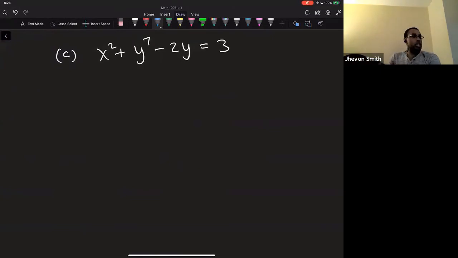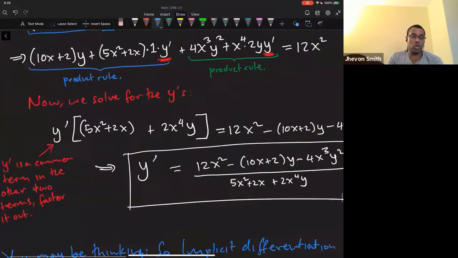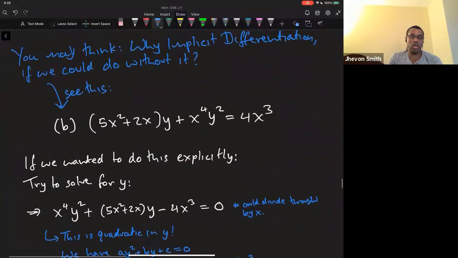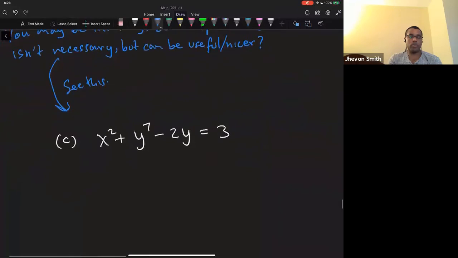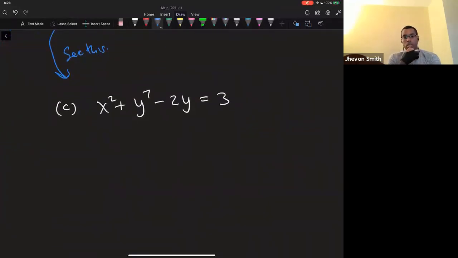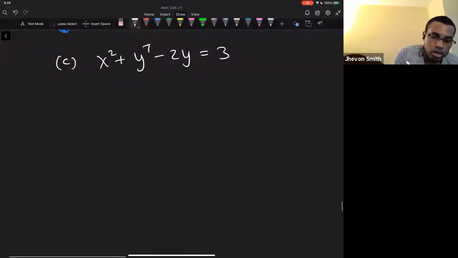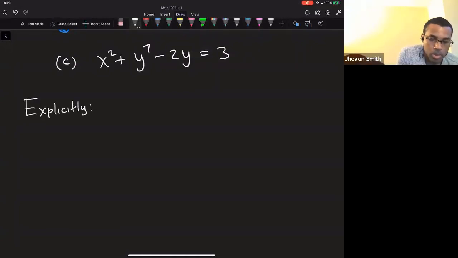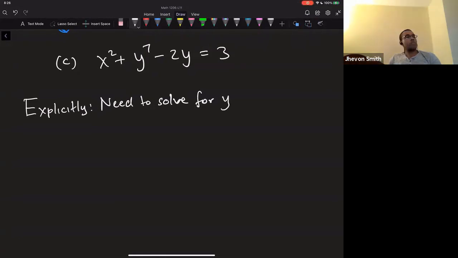So now this guy is another example. It doesn't actually look quite as intimidating as this one here. So it's another example, and it looks nicer. So you might think, okay, what would it look like to do this explicitly? We would need to solve for y. And so now you would say, well, how would you solve for y? It's x squared plus y to the 7th minus 2y equals 3.